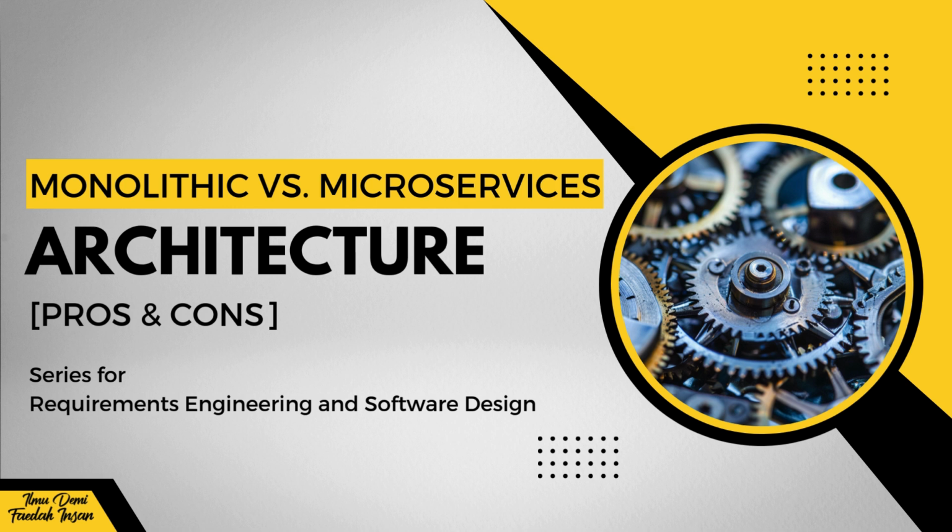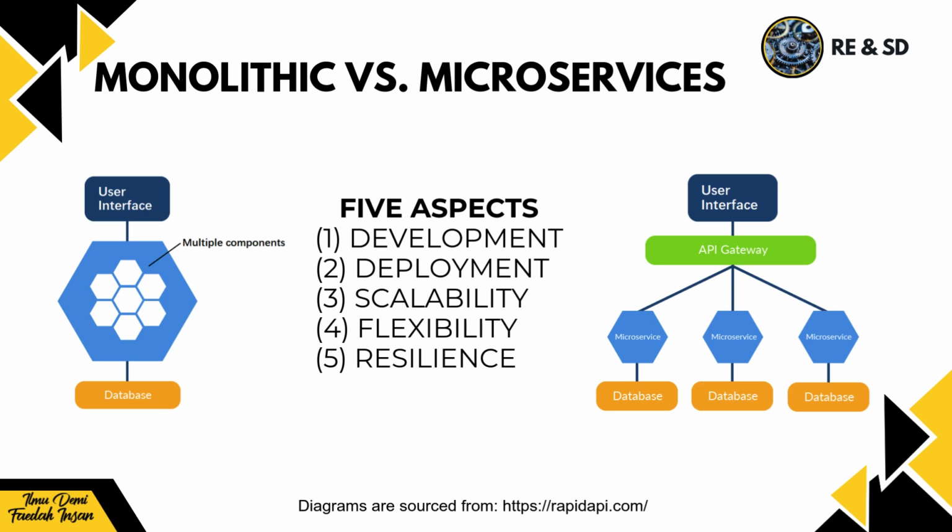In the last video, we explored two major software architectures, Monolithic and Microservices, focusing on their structure and layout. Today, we're going to evaluate the pros and cons of these architectures from 5 different perspectives: development, deployment, scalability, flexibility, and resilience. Let's get started.